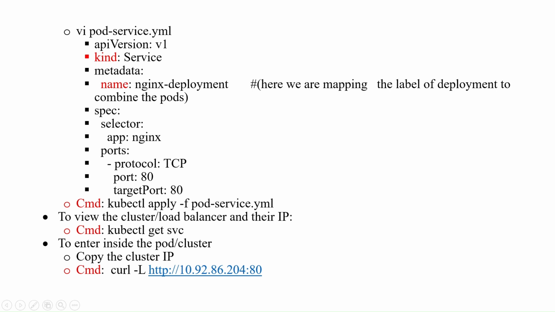So in what port number you should be accessible, that is 10.92.86.204 colon 80. The targeted port is what you are targeting to access the application. If you want some other port number, you can mention it, and on that port number the cluster, or the Flipkart application, will be available. The same command will be passed to apply the changes: kubectl apply -f, followed by the manifest file name.